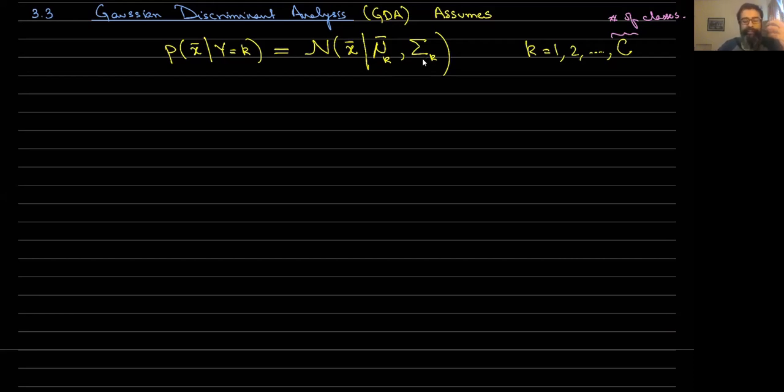For example, let this be a binary problem: Y equals men and Y equals women, so there are two classes. Let the features X be height and weight, two random variables X1 and X2. Given that the class is men, the height and the weight follow a Gaussian distribution with a certain mean and a certain covariance matrix. Whereas for women, the height and the weight still follow a Gaussian distribution, but with another mean and another covariance matrix. That would be one example.